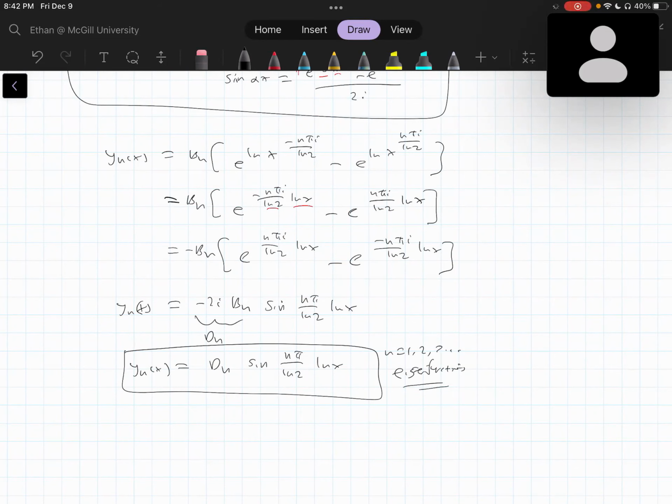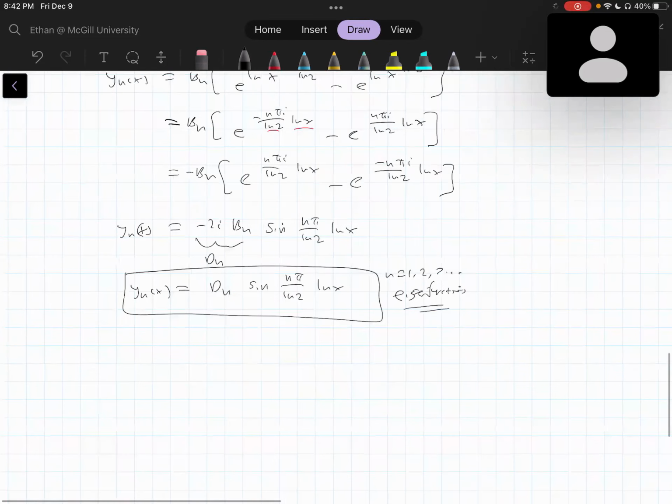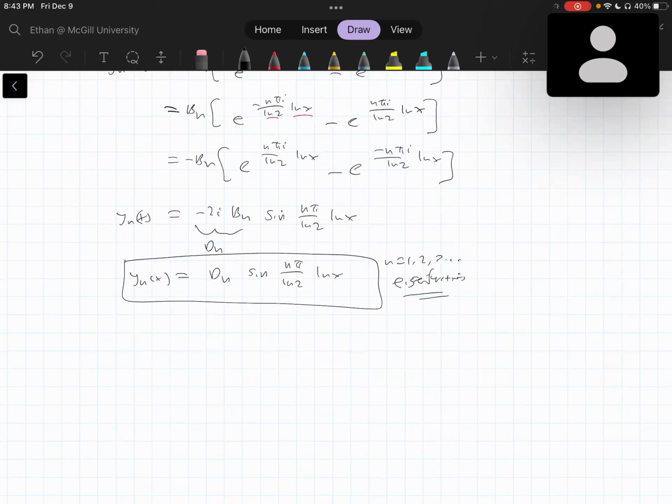Part B, which is the part where we have to employ Sturm-Liouville theory, which is the major learning point for this problem, is: find f of x piecewise smooth in terms of the above eigenfunctions. What this is saying is basically express some function f of x as a sum of the eigenfunctions we found above.